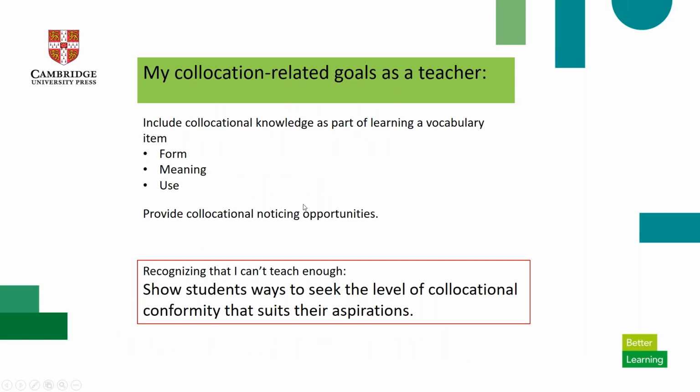My goals as a teacher are to include collocational knowledge through form, meaning, and use, and to provide collocational noticing opportunities, because my students do want to avoid as much as possible being outsiders. They want to become part of discourse in an academic community. Now, I know that I can't teach them enough. So what I really want to do is show students ways to seek the level of collocational conformity. That is, to make their collocations as good as possible in a way that suits their aspirations.